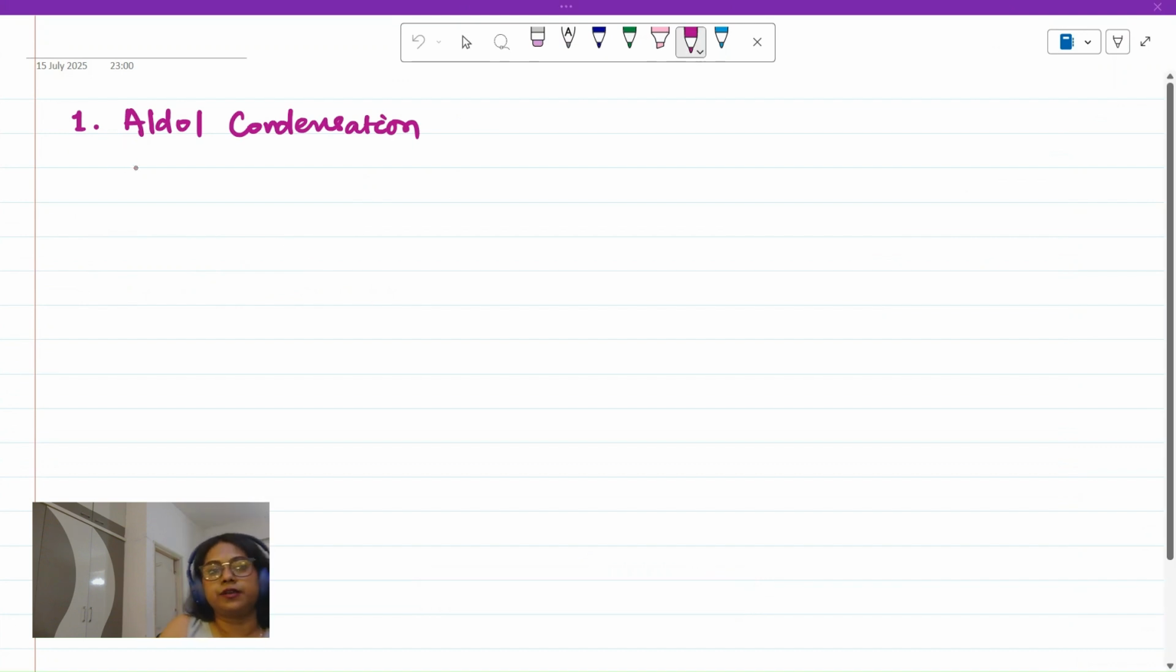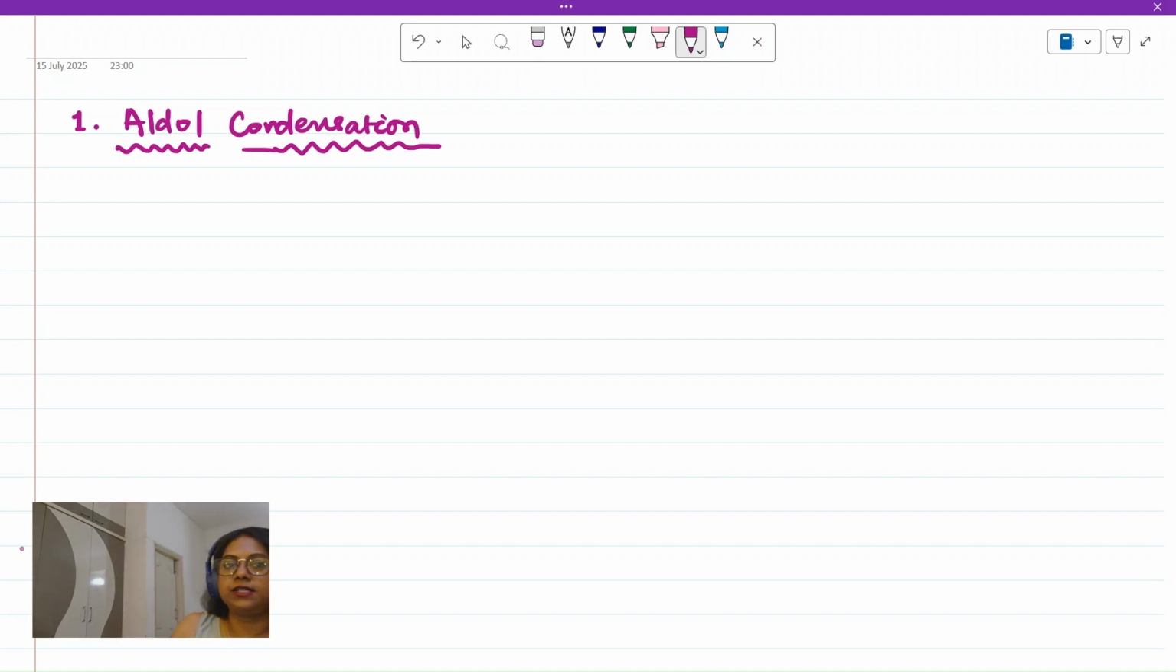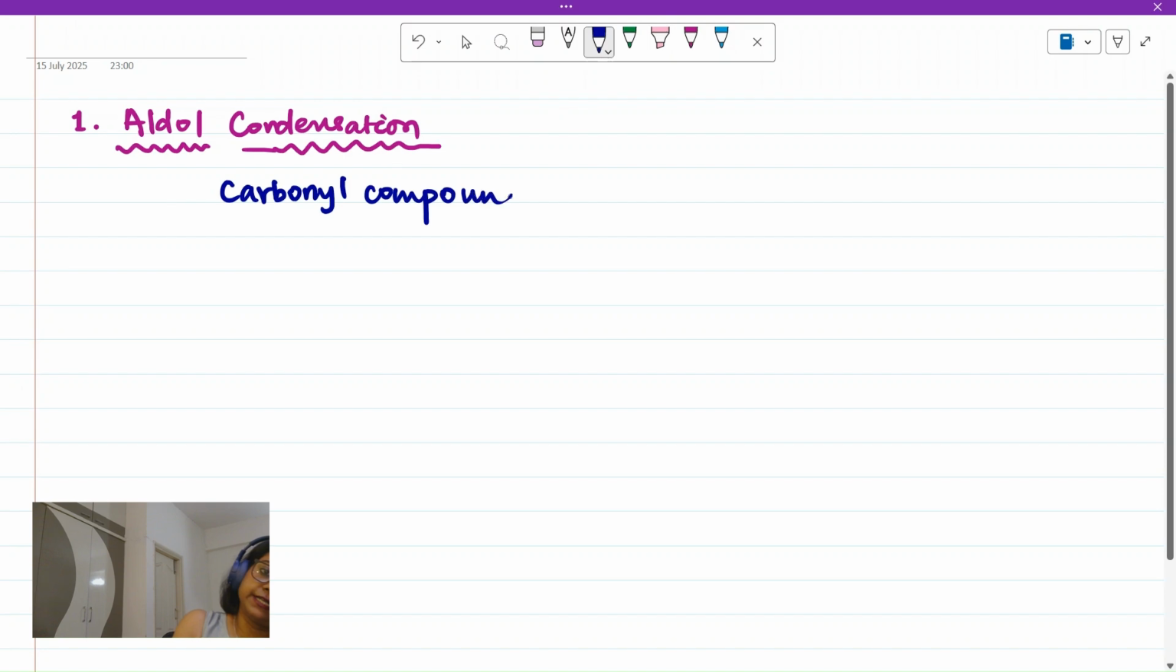Okay. We are looking at aldol condensation for today. Quite an important topic, aldehyde ketone mein. I'll speak in English. The point of aldol condensation is that we are looking at a certain reaction of a group of compounds called carbonyl compounds, specifically aldehydes and ketones.